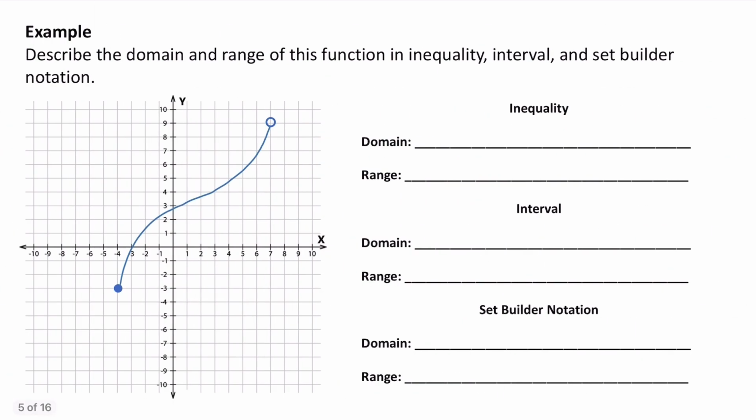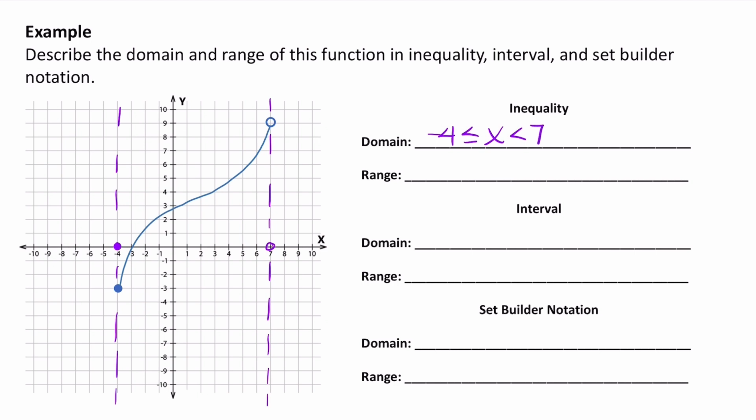So now let's try this example. So I'm starting off with a domain, so I'm going to draw in my leftmost boundary. So that's here at -4, where I have a filled in circle. The rightmost boundary is here at 7, where I have an open circle. So the domain is going to be -4 less than or equal to x less than 7.